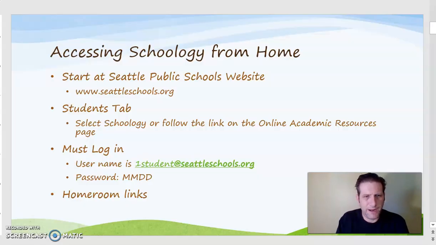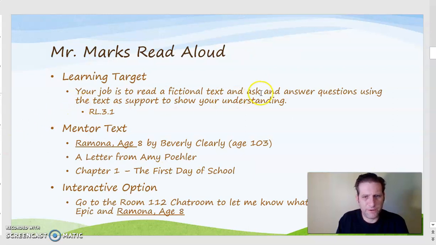But I wanted to go back and mention that during our read aloud today, your learning target, your job, is to read a fictional text and ask and answer questions using the text as support to show your understanding. That is a Common Core standard for third grade. So the mentor text I'll be using today is Ramona, age 8, by Beverley Cleary, who is actually age 103.